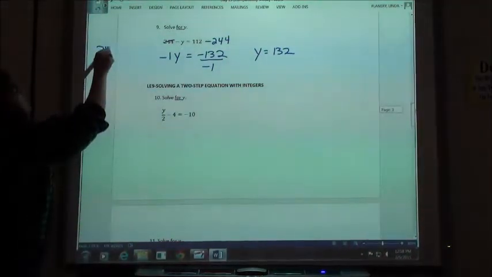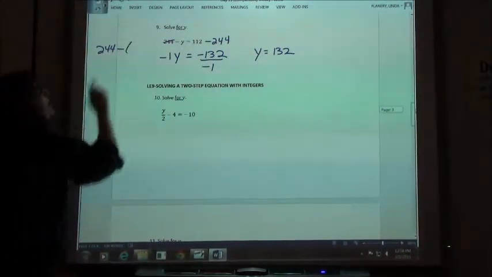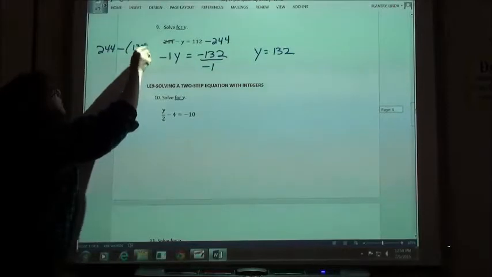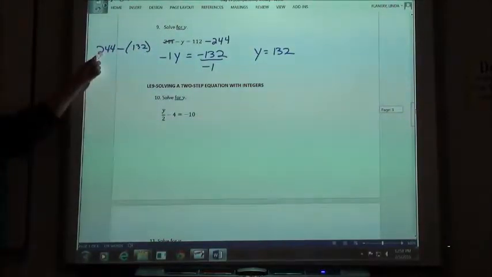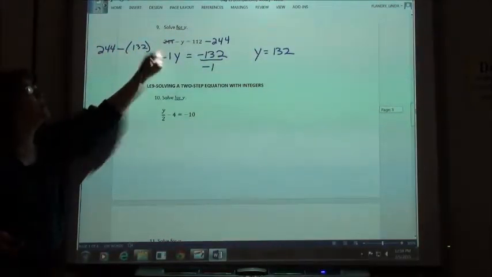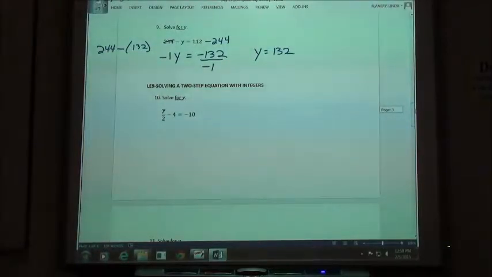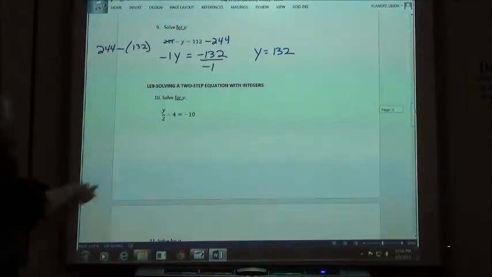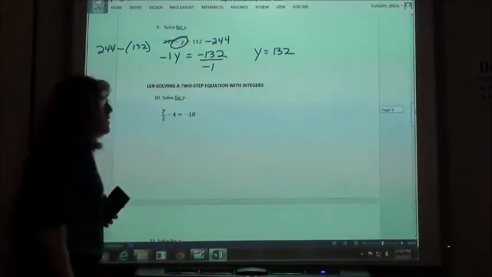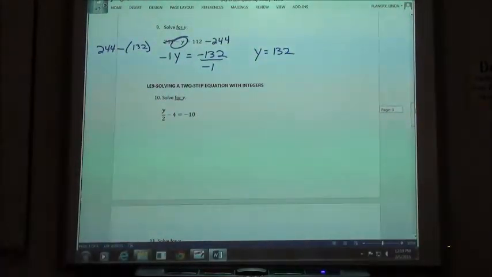If I take 244 and I subtract, and in parentheses put my 132, well, I'm just taking 244 minus 132, and yep, I end up with 112. So keep in mind, that's the key. Negative y is negative 1y. And to get rid of that negative, we divide by that negative 1. That's probably where I'm failing, I'm thinking.